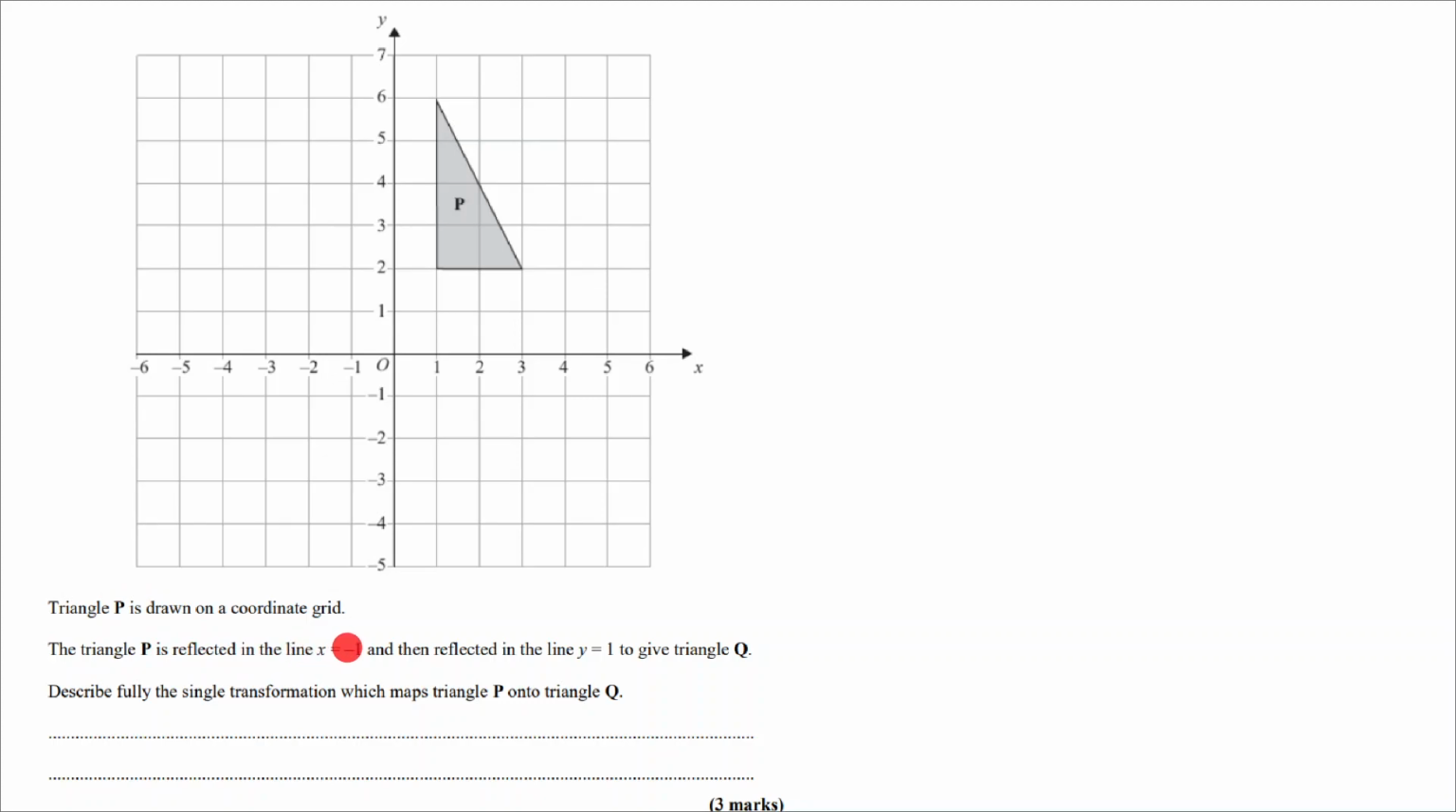first of all, in the line x equals -1, and then reflected in the line y equals 1 to give a new triangle Q. They often say, describe fully this single transformation that gets from P to Q. That's the same thing as doing both of those transformations.